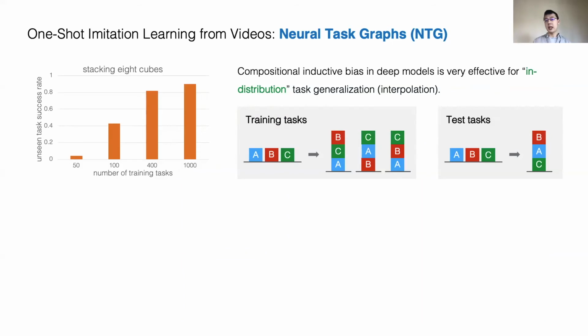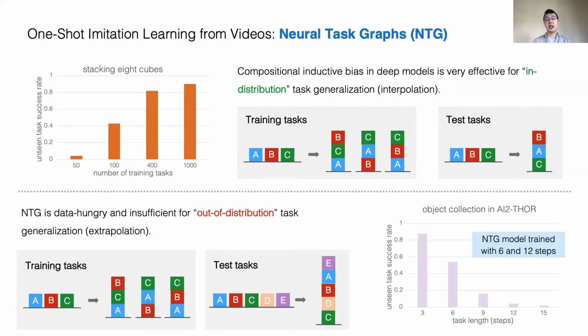And we're able to see two sides of the coin. For the first, the compositional inductive bias is really helpful for in-distribution task generalization. By in-distribution, I mean that when the test tasks come from the same task distribution as the meta-training tasks, NTG learns to solve them very well. For example, in the block stacking domain, if we train the NTG model on many configurations of block towers with 3 blocks, it effectively generalizes to other configurations.